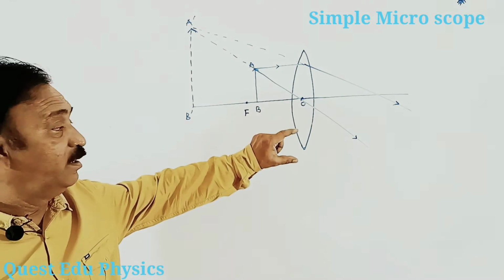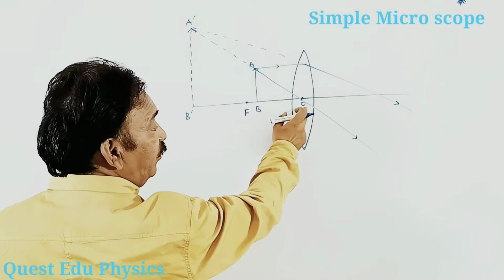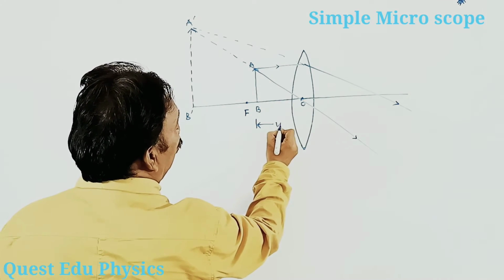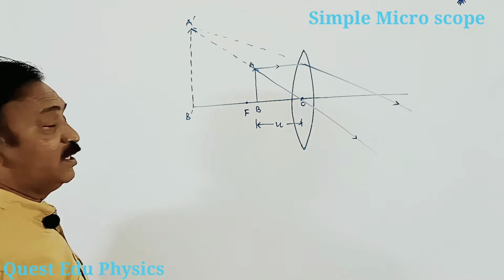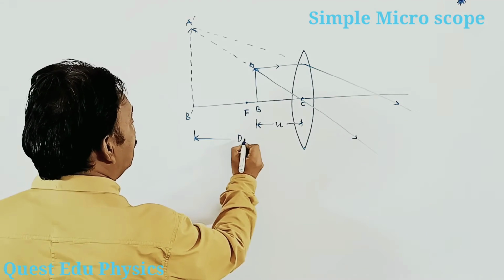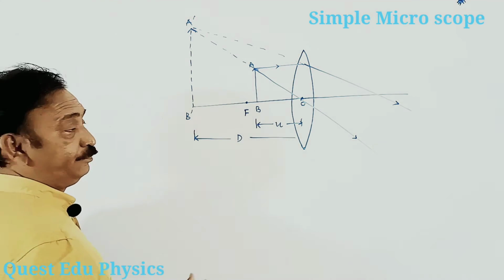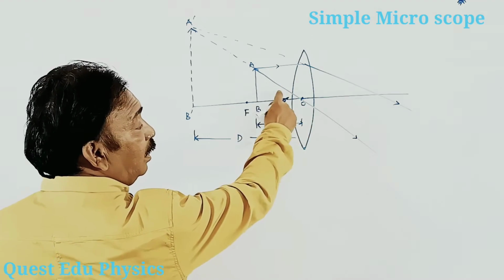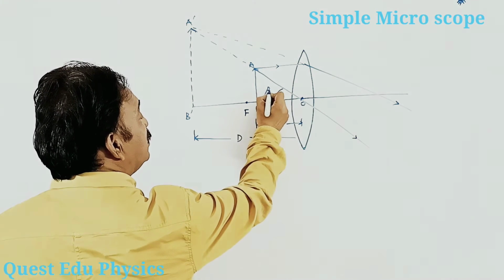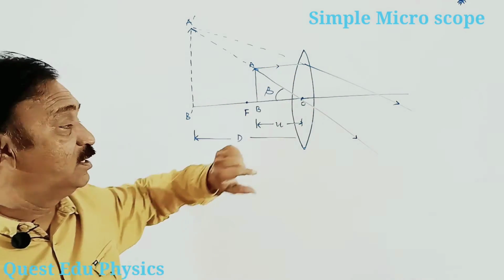Now see what we did. We took an object kept in between the optic center and the focus. Let's say the distance of the object is u. And we formed the image at the least distance of distinct vision, which is D, students. And what is the visual angle? It is the angle made by the image with the eye, and I'm naming it beta. It is the mechanism we used. Actually, the eye is very close to the lens.